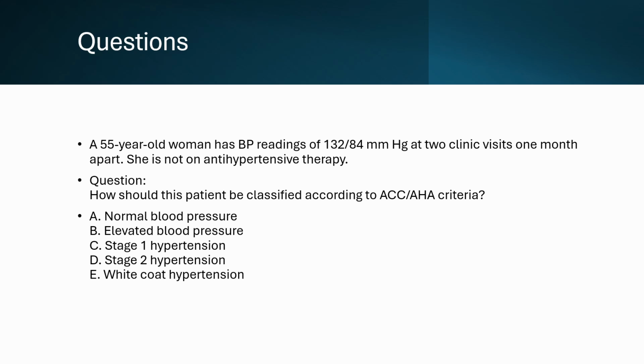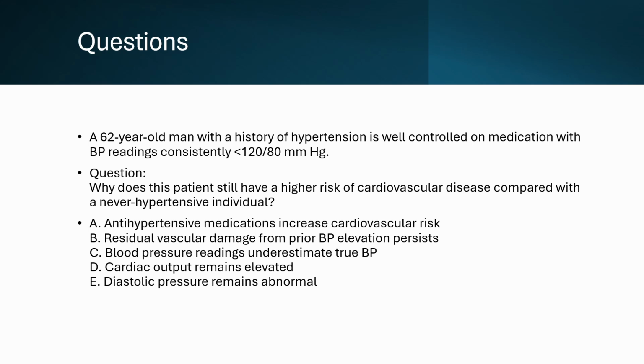The answer is Charlie. A 62-year-old man with a history of hypertension is well controlled on medication with blood pressure readings consistently less than 120 over 80. Why does this patient still have a higher risk of cardiovascular disease compared with a never hypertensive individual?